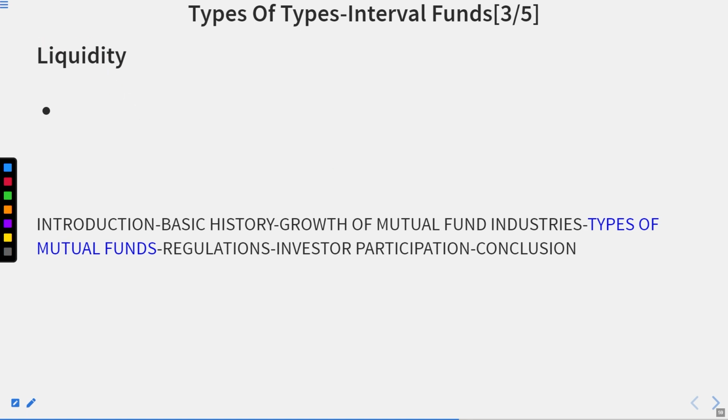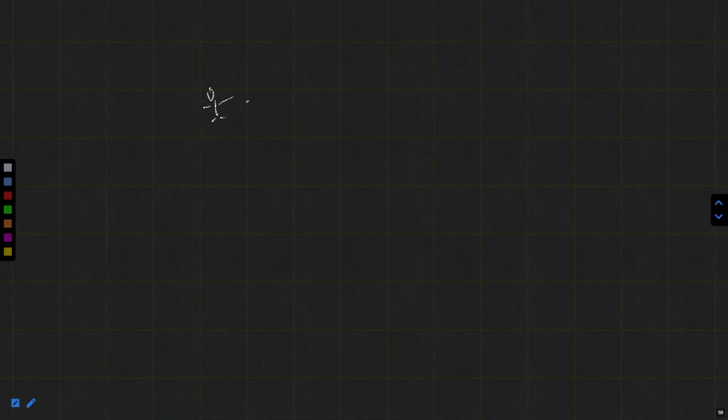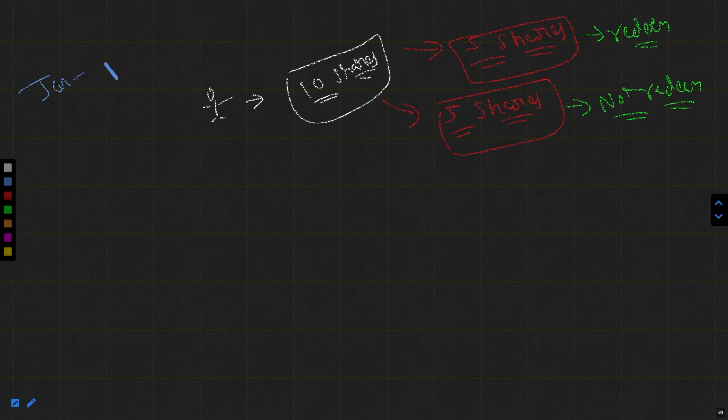Thereafter, when we talk about liquidity, between these repurchase offers, investors can buy or sell shares on the secondary market if available, or hold on to their shares until the next repurchase offer. Suppose the investor has purchased 10 shares, right? As per the scheme, 50% of the shares, which means 5 shares, will be redeemed, and the next 5 shares will not be redeemed, right? Redeem, not redeem. All right.